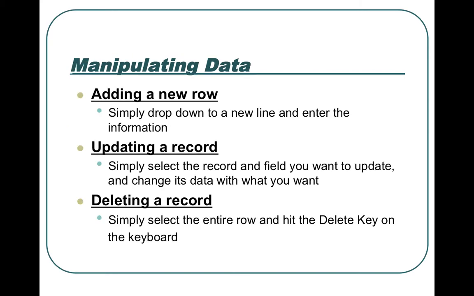From a row manipulation perspective, a number of steps we'll be doing are showing you how to add a row. In doing this, you would simply drop down to a new line and enter the information. Also, specific instructions on updating a record, where you can simply select the record and field you want to update and change its data with what you want, or deleting the record, which will select the entire row, and hit the delete key on the keyboard.